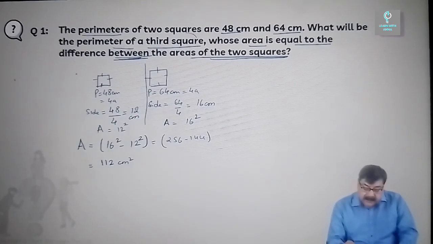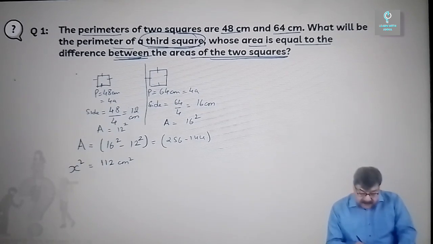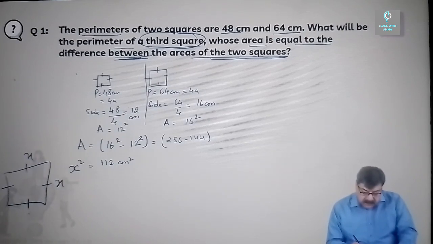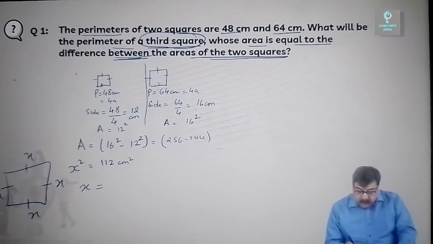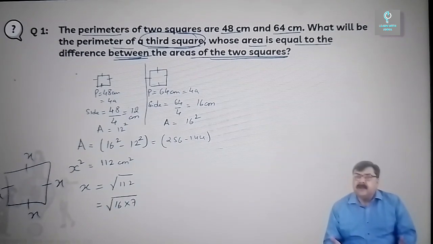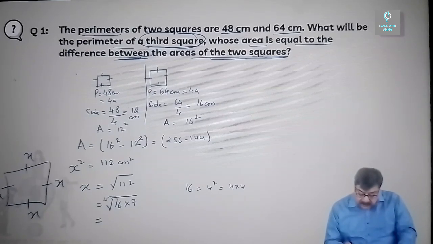And we also know that this is a third square. Its area here has to be the square of its side. Let's say that this is a third square and each side is of x centimeters. So x square equals 112 centimeters square. So x here would be equal to square root of 112. Now this can also be written as 16 into 7. 16 into 7 is 112. Now we know that 16 is nothing but 4 square, or let us say 4 into 4. So 4 will come out, and what will remain inside is root 7. So 4 root 7 centimeter is the side of the third square.